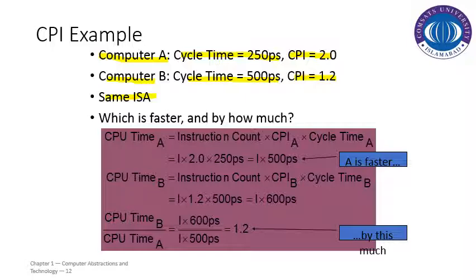So we are plugging in the values. The CPU time for A is equal to instruction count multiplied by CPI multiplied by clock cycle time, and similarly for CPU B. And then the performance of A divided by the performance of B equals CPU time of B divided by CPU time of A. This is basically for the relative performance.